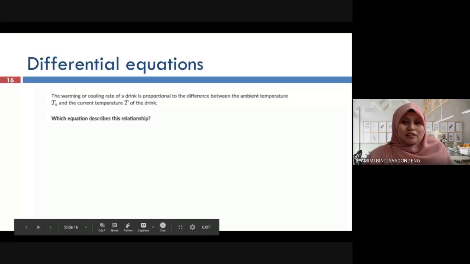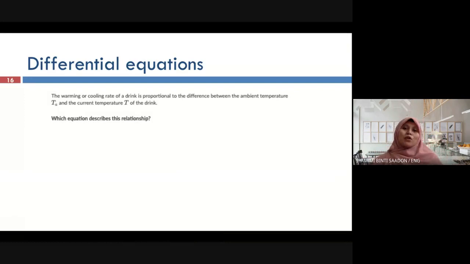Okay. The problem is: the warming or cooling rate of a drink is proportional to the difference between the ambient temperature TA and the current temperature T of the drink. So we have a drink, and we assume the rate of warming or cooling of a drink at room temperature is proportional to the difference between the ambient temperature.